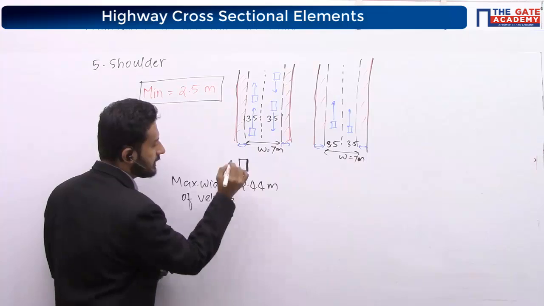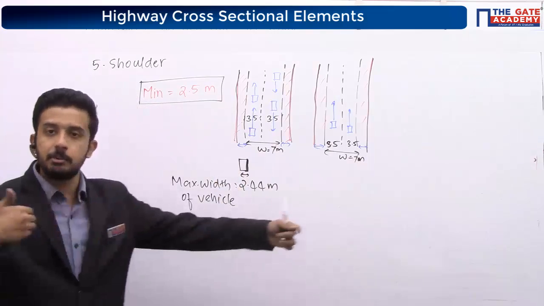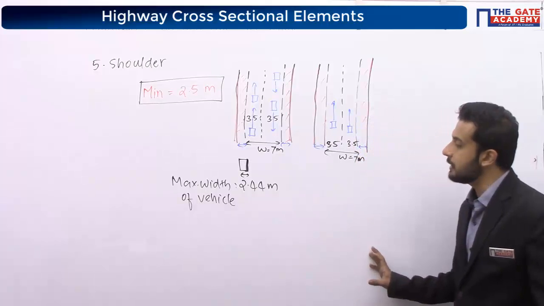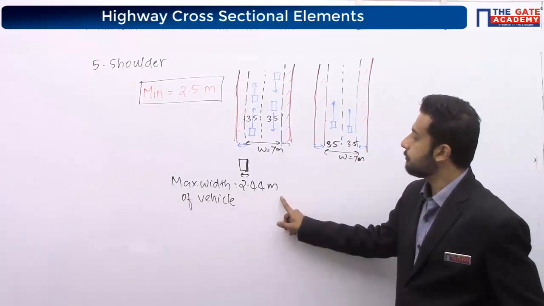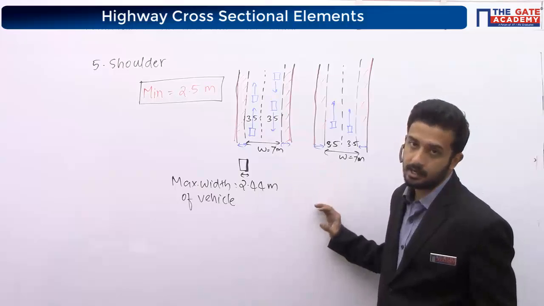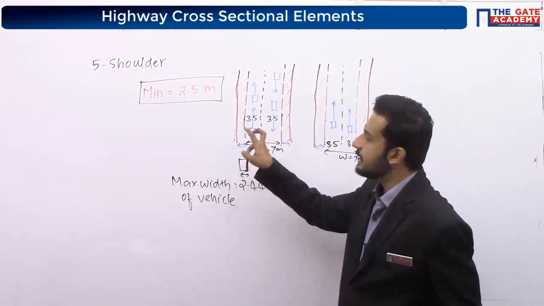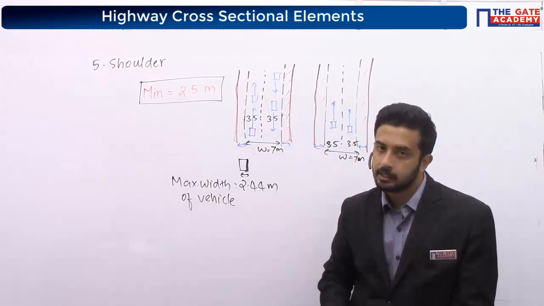Maximum width of a vehicle is 2.44 meter. Length may be varying, 10 meter, 4 meter, anything. But the width can be maximum 2.44 meter as per IRC. If it is 2.44, then at least it should have that much width for parking.